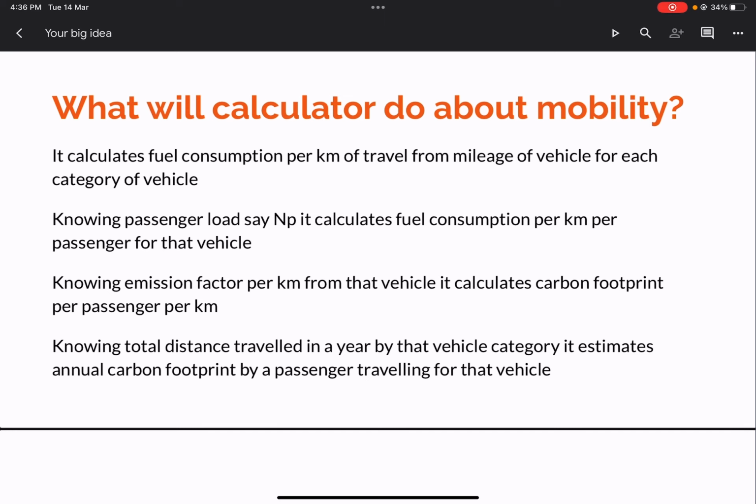So what you see here is how the carbon calculator makes use of some information which it asks the users about, the travel kilometers and the mode of vehicle, in generating the carbon footprint about mobility.